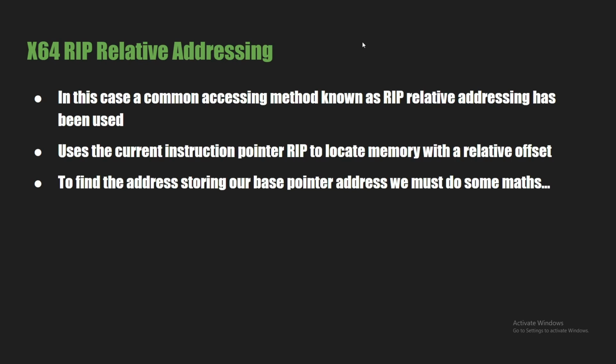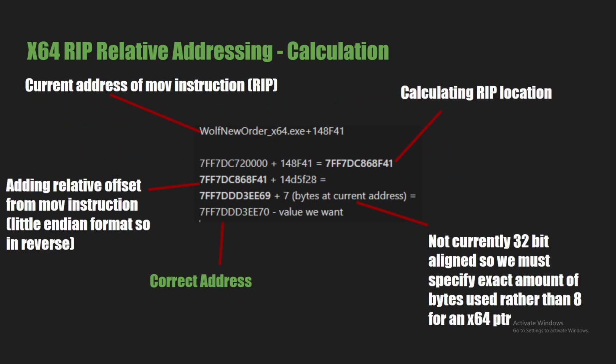In this case, a common accessing method known as RIP relative addressing has been used, and it uses the current instruction pointer, the RIP as we know, to locate memory with a relative offset. To find the address storing our base pointer, we must do some math. Not ideal, no one likes maths, especially me. I'm sort of foreign to it, so it takes me a minute sometimes to do even basic addition. It's not my favourite thing, but in this case it's not too bad.